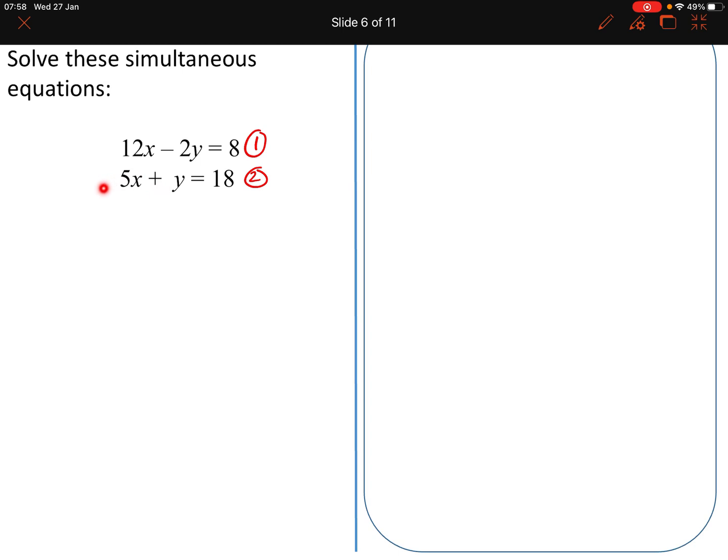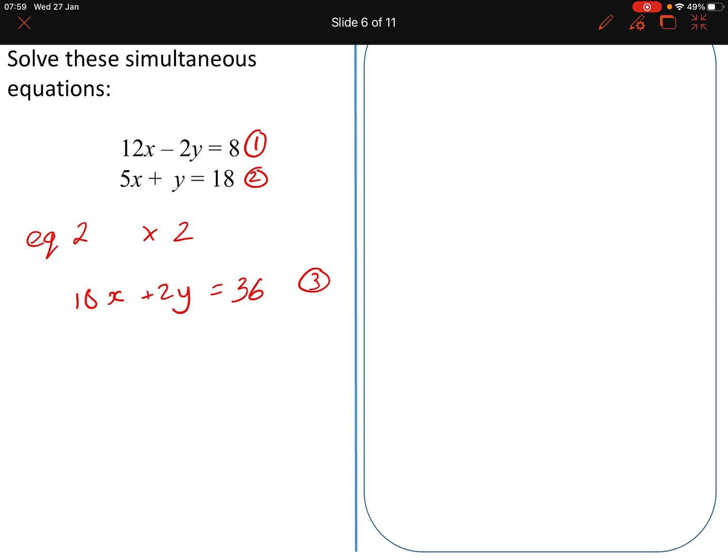Now, the way to do that is if I multiply this entire equation by 2. So if I take equation 2 and I multiply it by 2, well, that's going to give me 10x, 2y, and 36. All I've done is I've just doubled the equation. This has created equation 3. Now what you'll notice is if I was to just look at equation 1 and equation 3, we've got negative 2y and positive 2y. So if I was to add these equations now, they would cancel each other out.